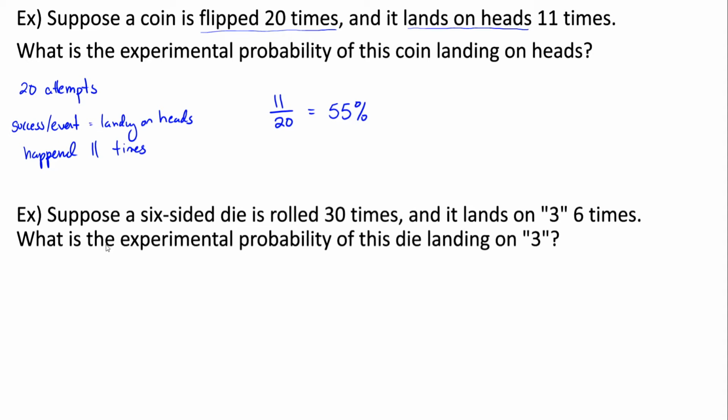I suggest trying to figure out the next example on your own, then hit play to see me go through the answer. Suppose a 6-sided die is rolled 30 times and it lands on 3 6 times. What is the experimental probability of this die landing on 3? So we've rolled the die 30 times, meaning we've made 30 attempts, and we've landed on 3 6 times, meaning the number 3 has only shown up 6 out of 30 times. So our experimental probability would be 6 out of 30, or 20%.